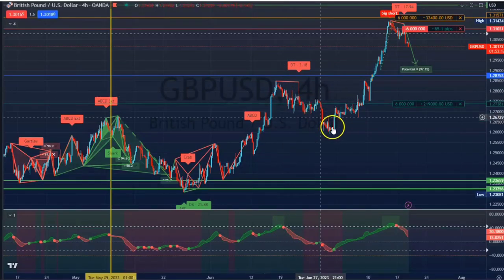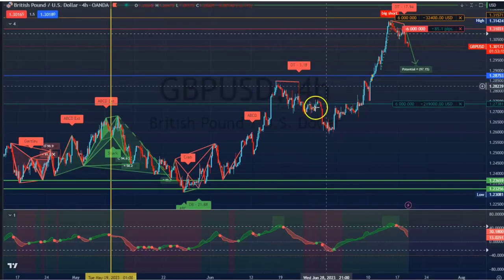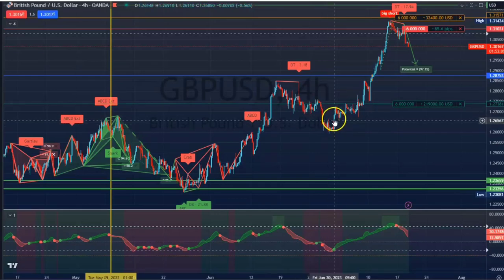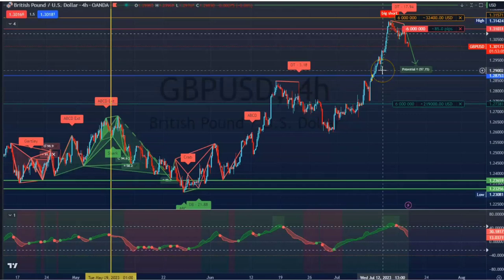It comes down, tells you to get out. It told you to get out right there. Or if you didn't, you caught more. Or if you weren't paying attention, you went home and caught more. But you'd be out somewhere in there, or have a trailing stop. But then there, you're buying here, and look at that. I mean, this thing is always correct.